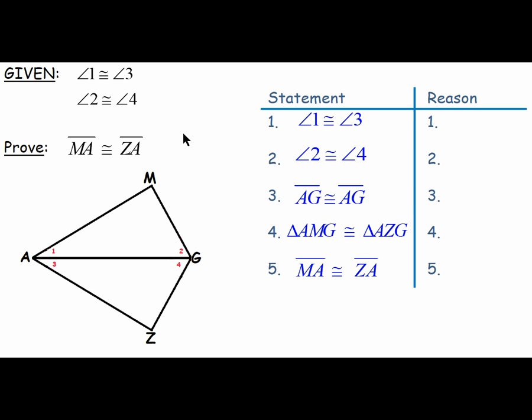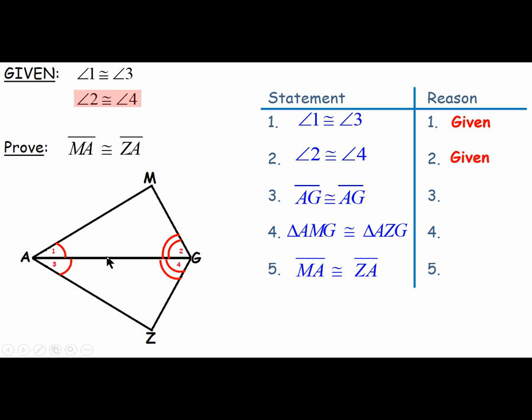Okay, so the first thing you should have done is taken that given information and put it in the picture. Angle 1 is congruent to angle 3. Mark the picture with those two things. That becomes our first statement, and our reason should be given. Second piece of given information: angle 2 and angle 4 are congruent. We want to mark our picture. That becomes our second statement, and that is also given.